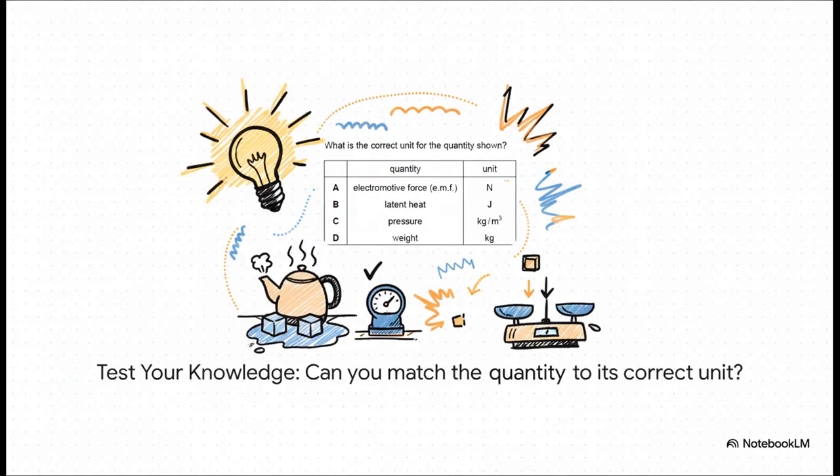Okay, time for a little pop quiz. Let's test your fluency. Take a look at this table. Which one of these quantities is matched up with the correct unit? I'll give you a second. Got it? The answer is B. Latent heat is a form of energy, and energy is measured in joules. Hey, nice work if you got that one right.